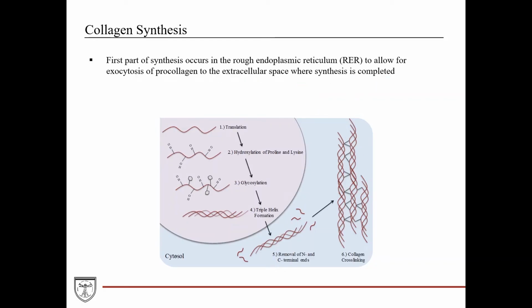So first, there's an error in this figure. This is not the cytosol. This is the extracellular space. This is the cytosol here. And actually, a good portion of this actually takes place within the rough ER, or the rough endoplasmic reticulum. And what that enables is actually exocytosis of pro-collagen, which would be this last portion here, to the extracellular space here. And then that's where synthesis is completed.